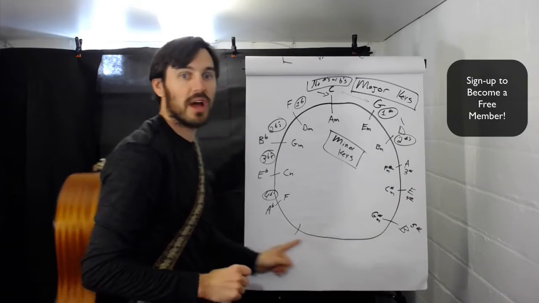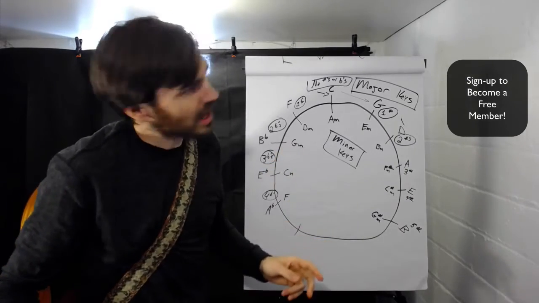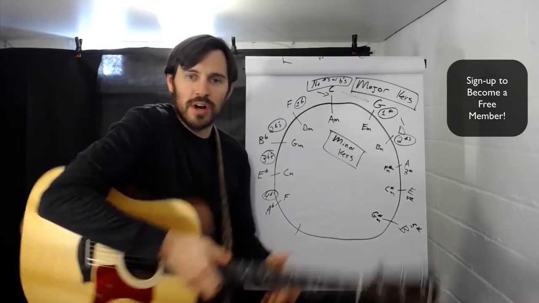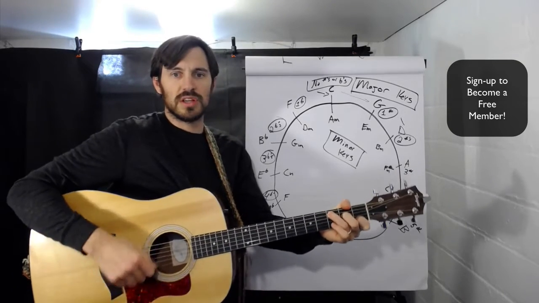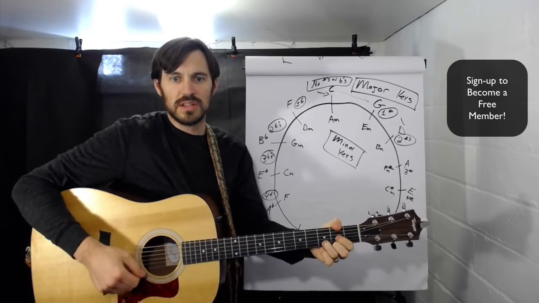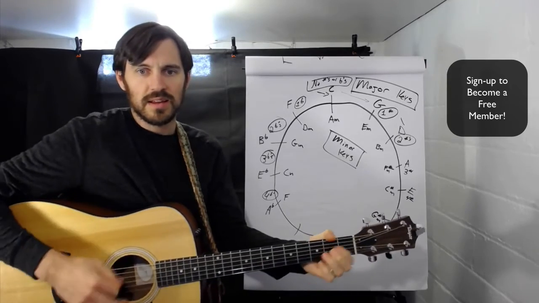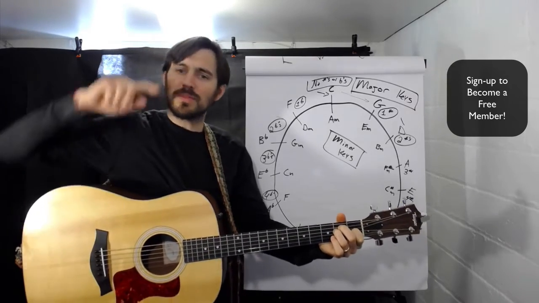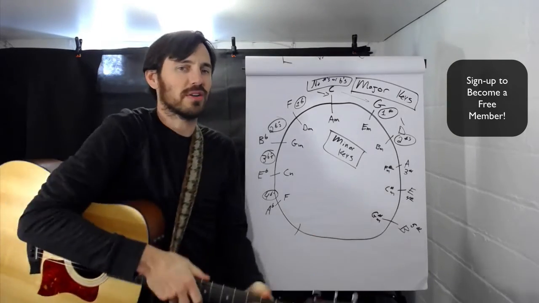Okay, and that's why it's a circle. And you can kind of make a song out of it. It's kind of a song that never ends. C, G, D, A, E. There's something about it, you can kind of keep on going.